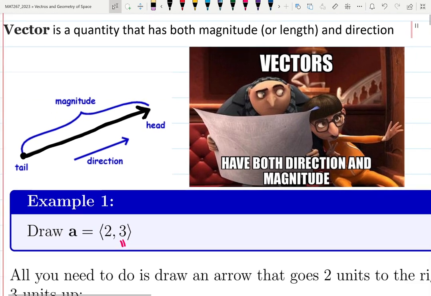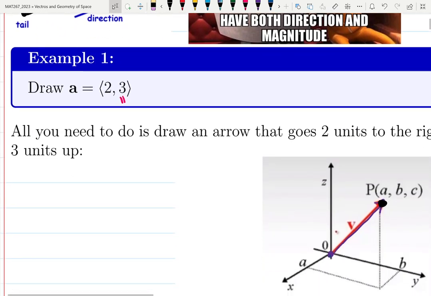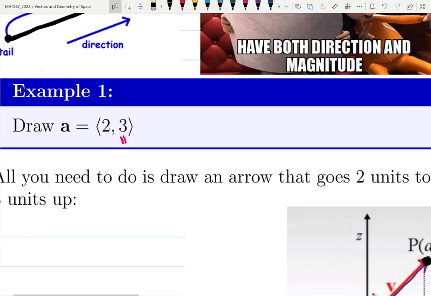Our job is to learn how to draw vectors and work with them. So this is the beginning of a huge chapter. 10.1 was just an introduction to 3D coordinates, but chapter 10.2 is actually where it gets very interesting and important. How to draw the vector.